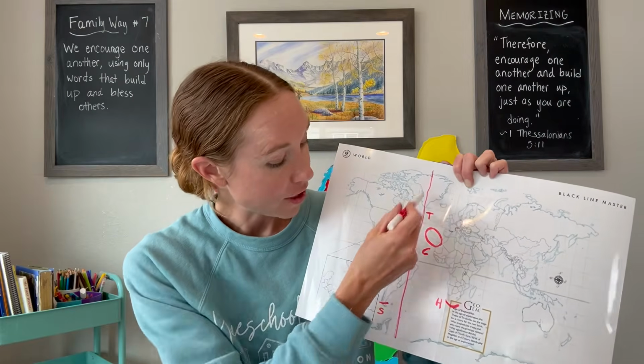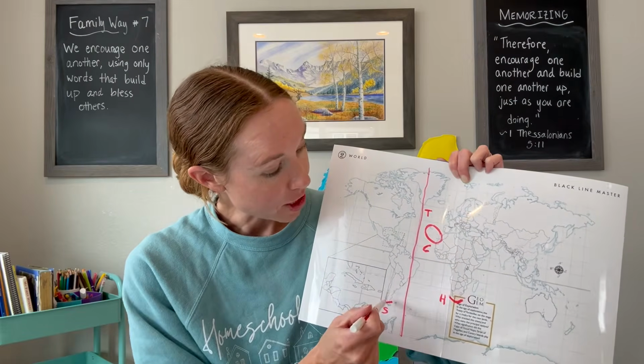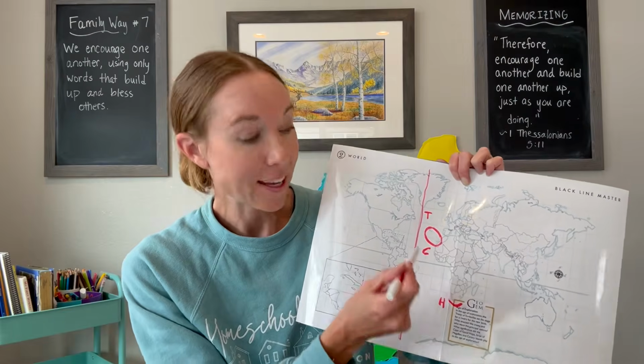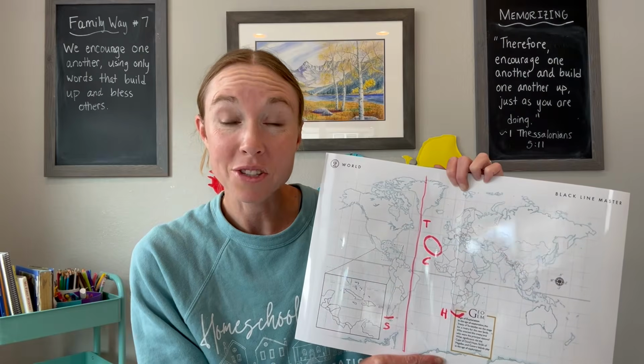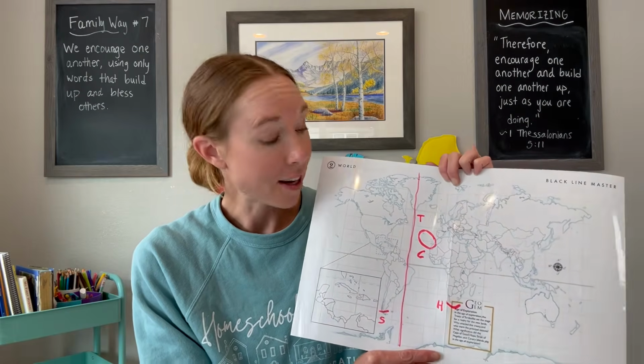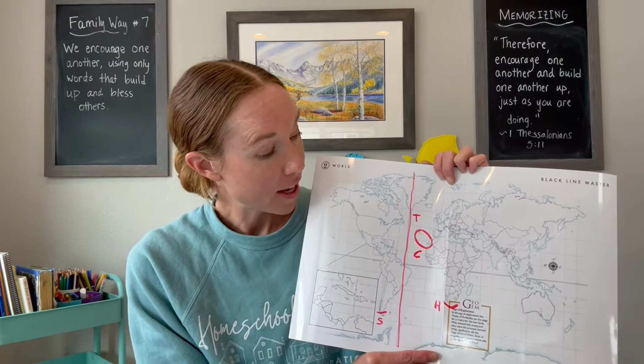So again, we've got Treaty of Tordesillas, Strait of Magellan, Cape of Good Hope, and Canary Islands. Then I'm going to teach the kids a song to the tune, Oh Where Has My Little Dog Gone? And it goes like this.